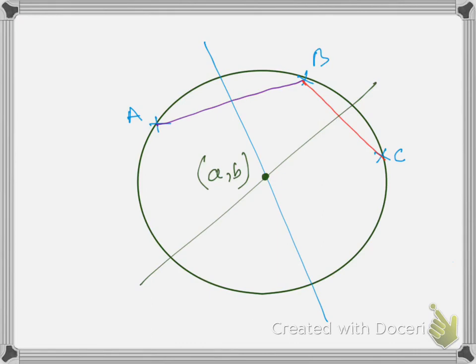I have drawn AB and BC, and then drawn their perpendicular bisectors. This is the bisector of chord AB and this is the bisector of chord BC. This is the center, and it will be the point of intersection of these 2 bisectors. So in order to get the center of the circle, you need to get the equations of both bisectors and solve them simultaneously. In this way you will get the center of the circle.